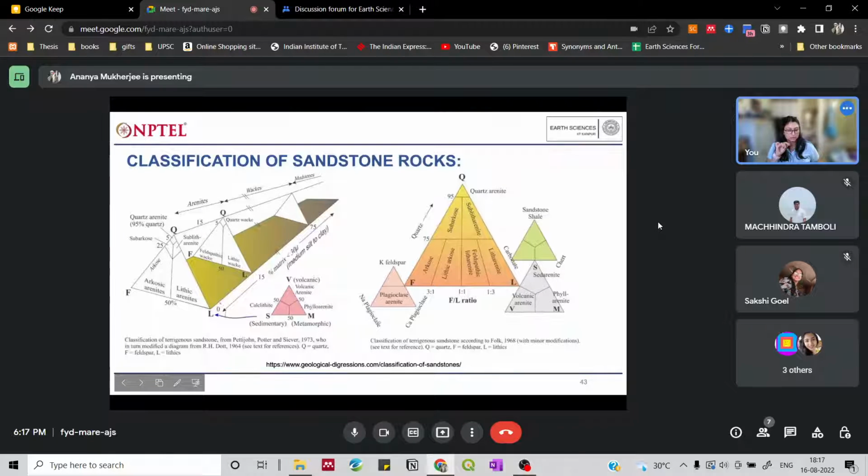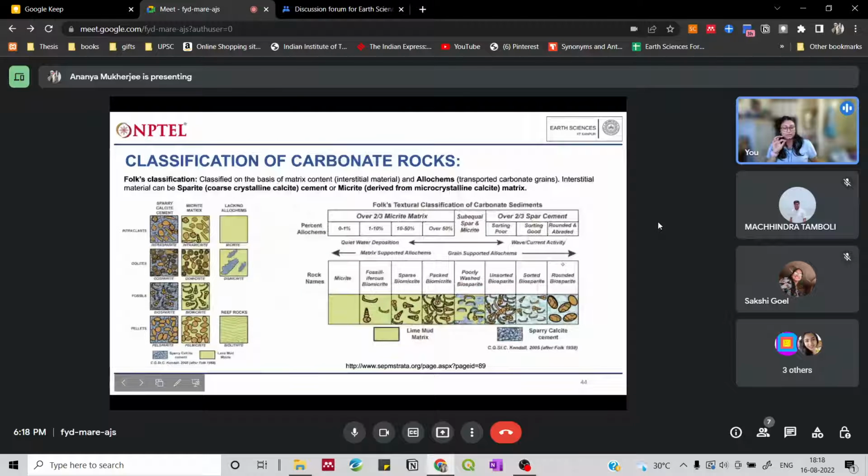This is also another classification criterion, where the presence of feldspars is classified into two types, plagioclase and potassic feldspars. Even the lithic fragments are classified by whether you have sedimentary rock fragments, volcanic (that is, igneous) rock fragments, or metamorphic rock fragments. And next we have the classification of carbonate rocks.